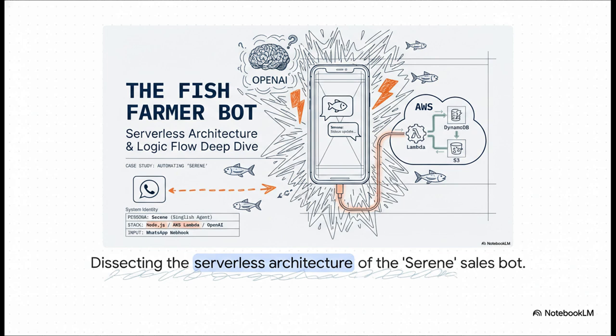We are looking at a real-world case study here, the fish farmer bot, built for a business called Serene. The whole thing is built on Node.js, running on AWS Lambda, with OpenAI providing the brains. Every single conversation kicks off with a WhatsApp webhook, which triggers this super lean, serverless machine into action.